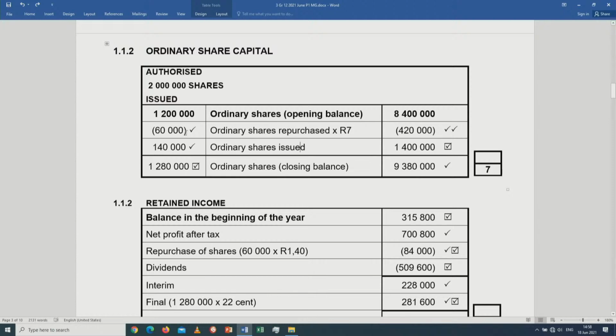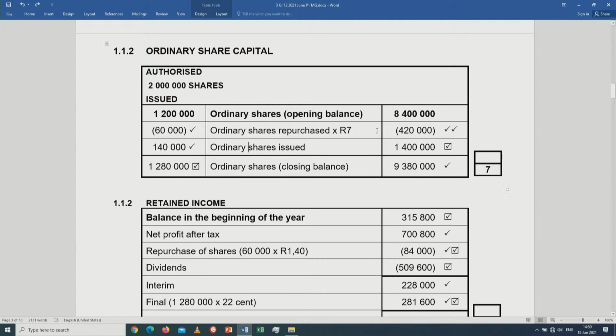So the 60,000 in brackets, 1 mark, multiplied by 7, 420,000, 2 marks. Remember, 7 rand is supposed to be the average price and not the issue price. So 8,400,000 divided by 1,200,000 will definitely give us 7 rand. 60,000 multiplied by 7 rand, 420,000. So these are 2 accuracy marks, colleagues.